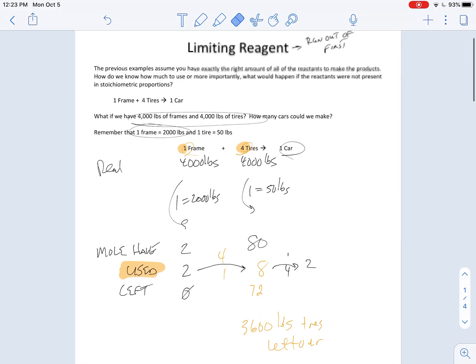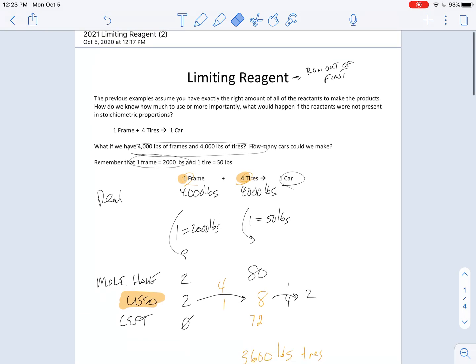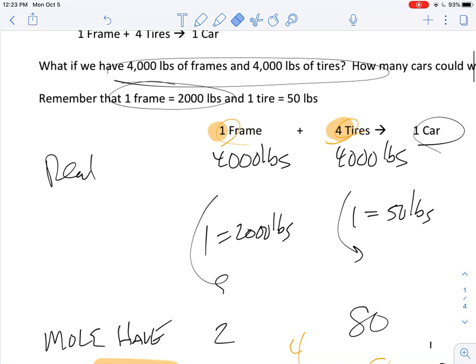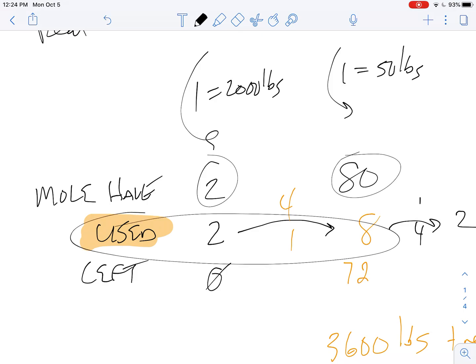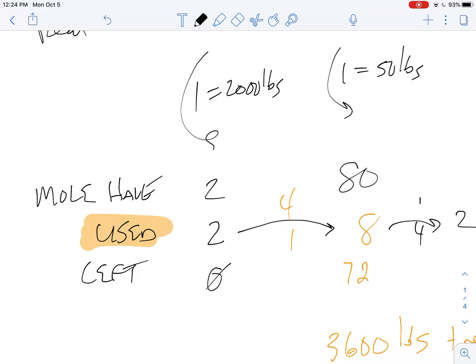So the thing about limiting reagent is you're going to be given something here in the real world. You are then going to have to change that to the moles that you have, but just because it is the moles that you have doesn't necessarily mean that you get to use that amount. You're going to have to work through and figure that out.